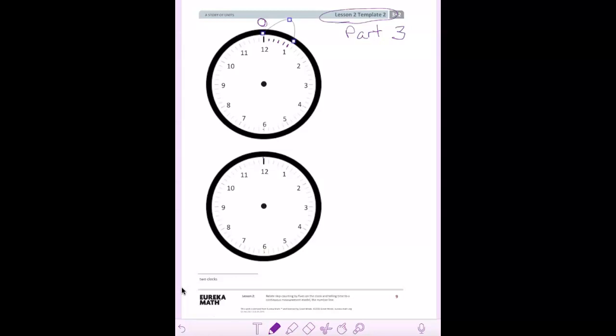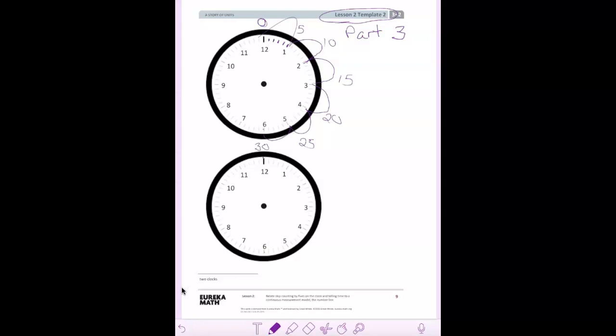So right there would be 5 minutes. If we go to the next number, that would be 10 minutes. The next one, 15 minutes. So 3 intervals on a clock is equal to 15 minutes. And we can keep going around and labeling these 5-minute intervals. We're labeling just like we did on the number line.